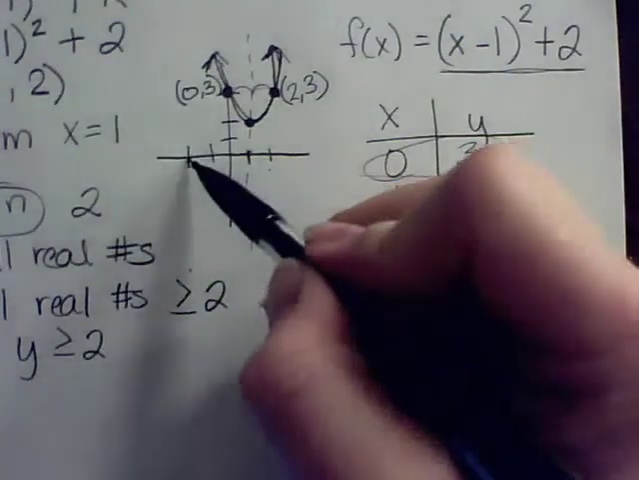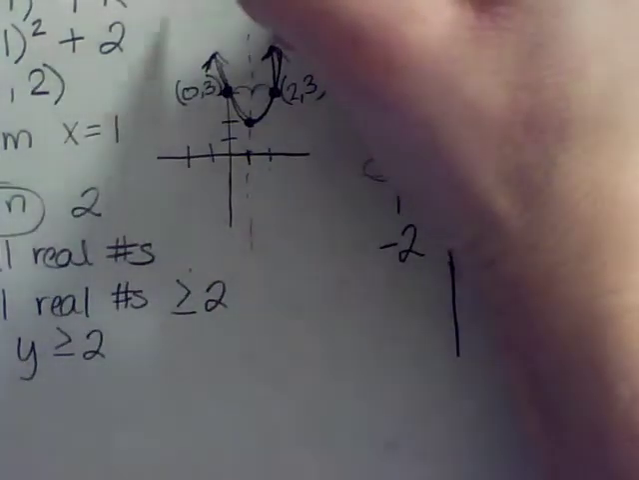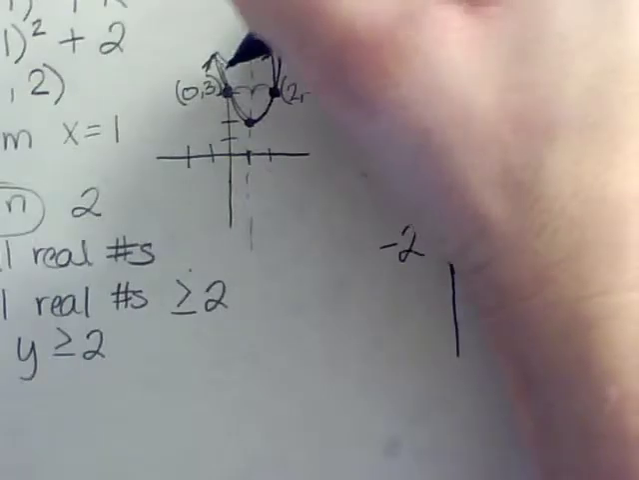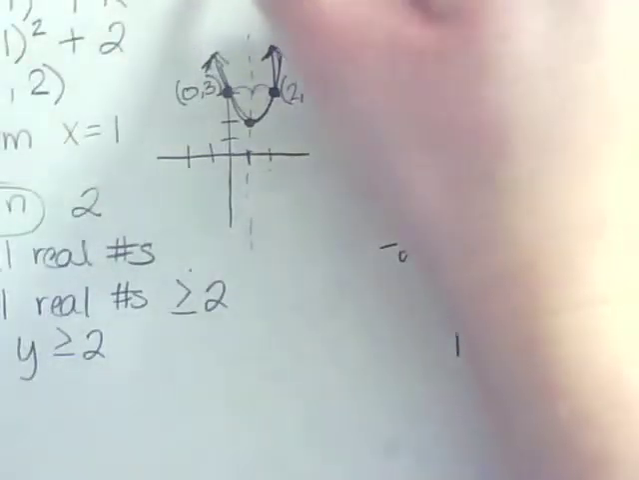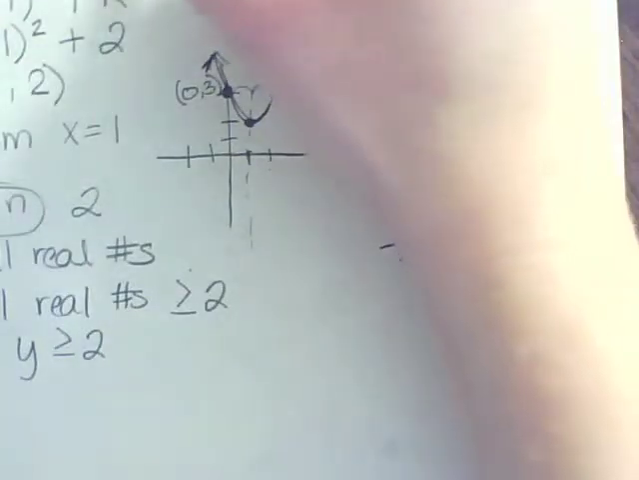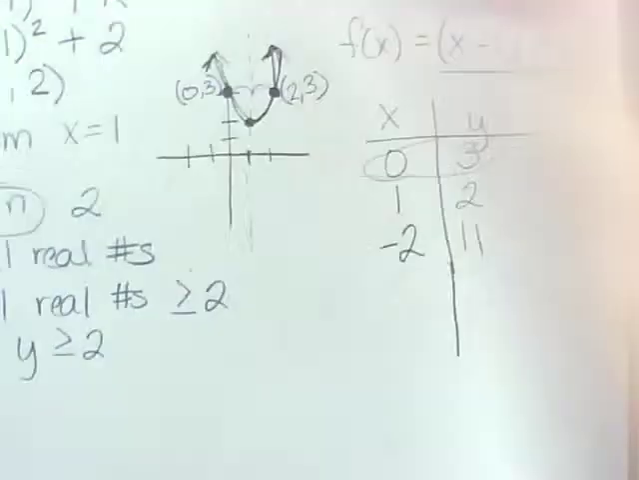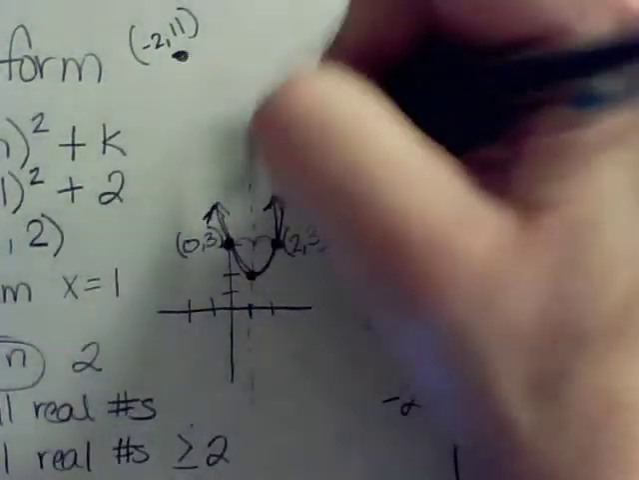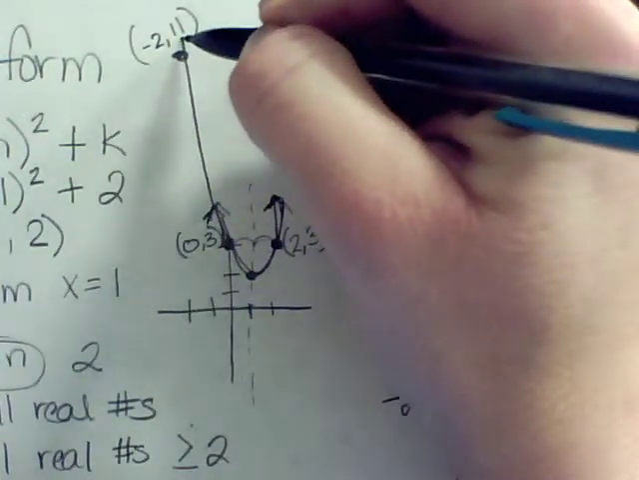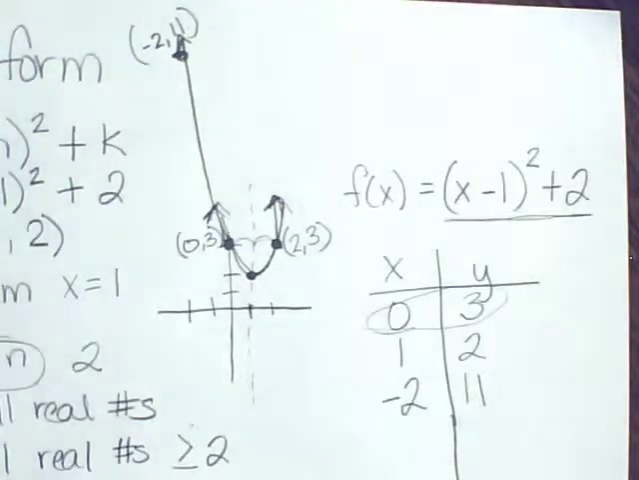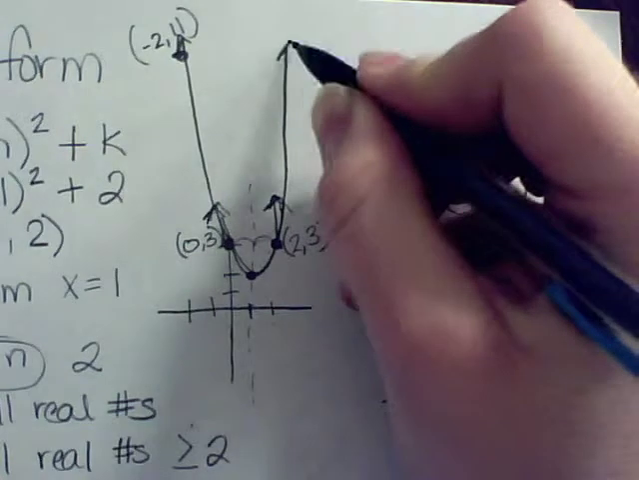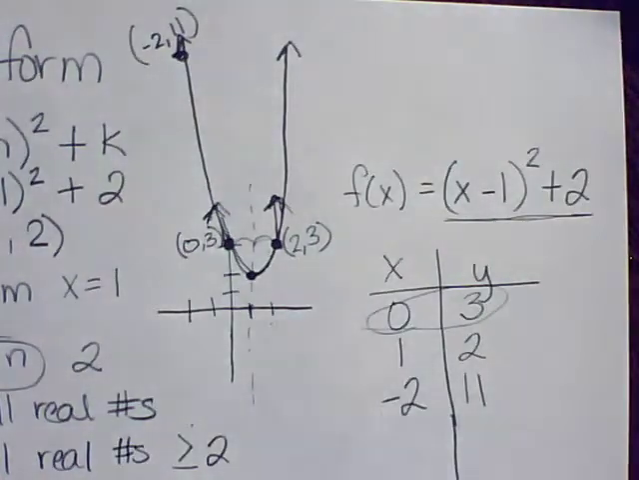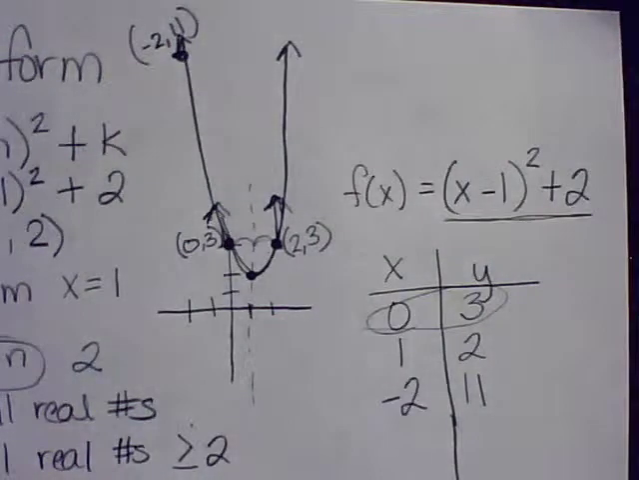Okay, when x is -2, it means I'm going to be over here. I'm going to be up 11. So 3, 4, 5, 6, 7, 8, 9, 10, 11. It's going to be way up here. -2, 11. Which you can't even see on yours. So this would continue all the way up this way. And if I use symmetry, it's going to go up like that as well. Okay? Does that make sense?